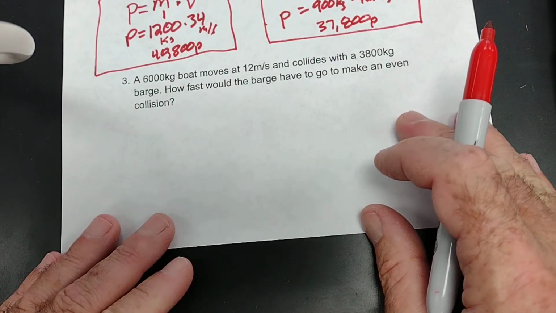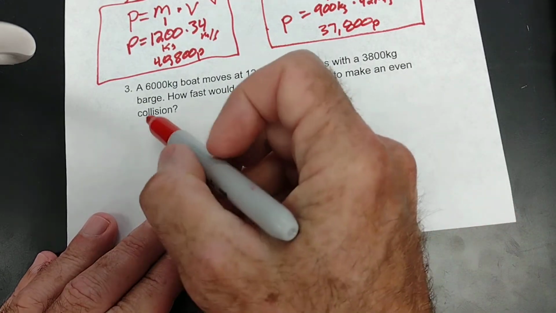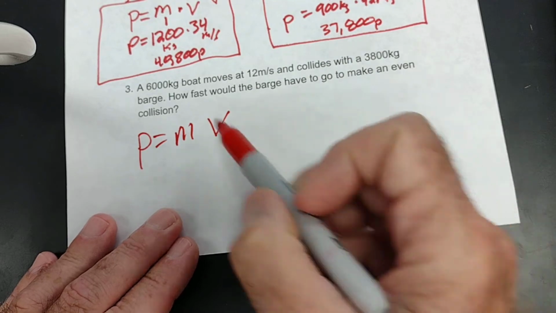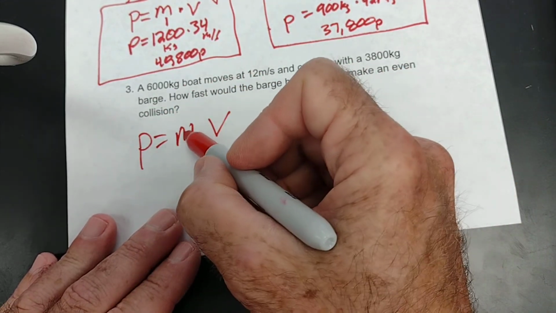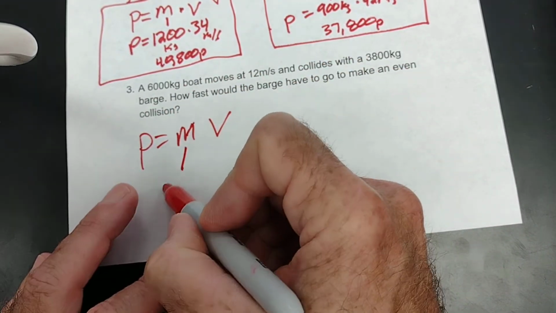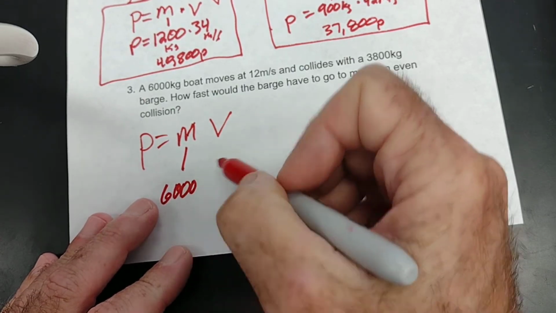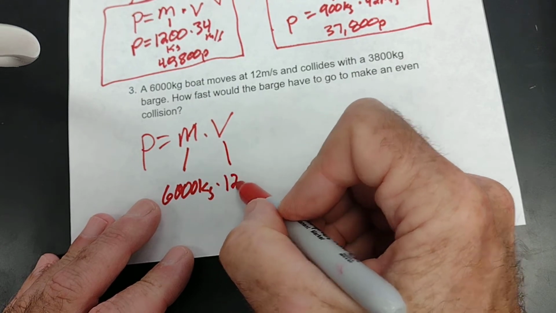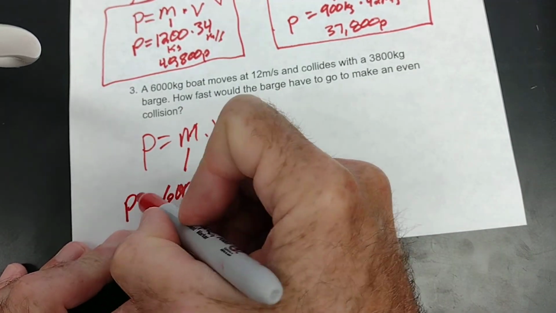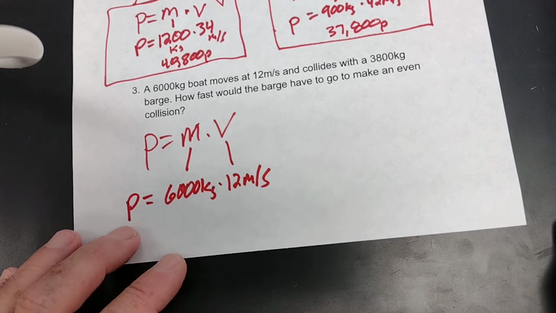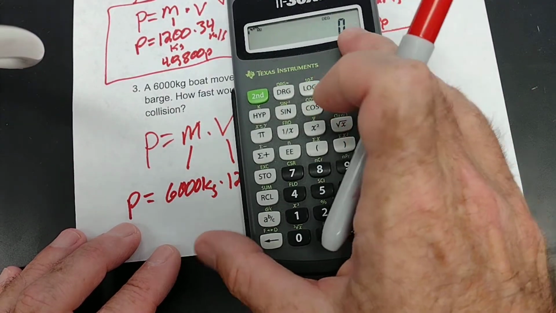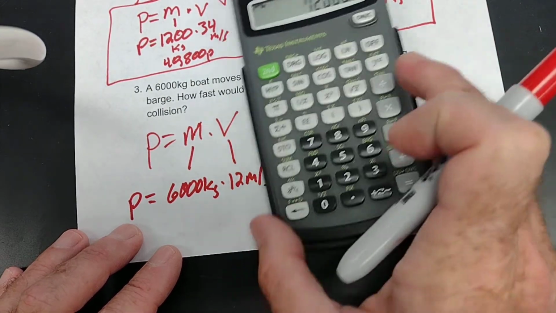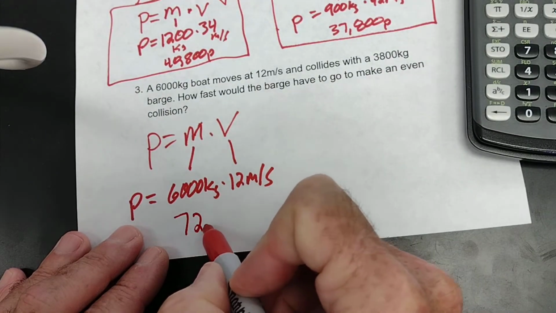The last problem is slightly harder. P equals mv. A 6,000 kilogram boat. So the mass is 6,000 kilograms, moving at 12 meters per second. What is the momentum of this boat? All right. You're going to say 6,000 times 12. So it's going to be 72,000 P.